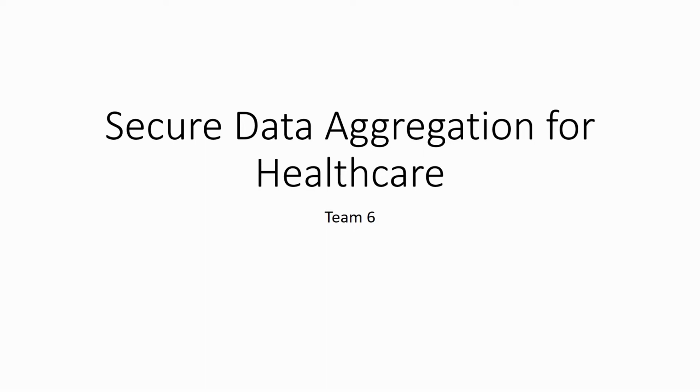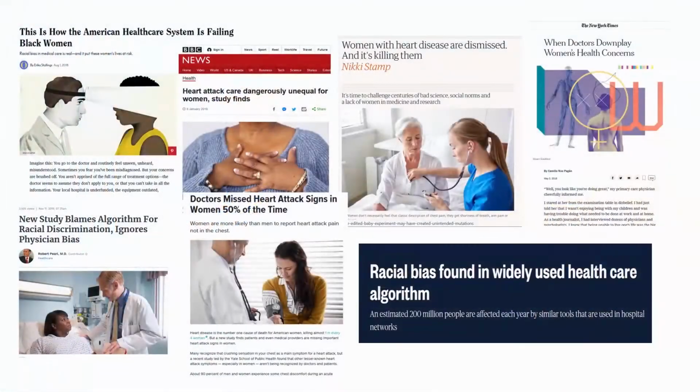So we are Team 6, and what we're going to talk about is secure data aggregation for healthcare, because everyone loves healthcare today. We're all going to learn more about it. So what we are going to talk about is the issue of bias and fairness in diagnosis and admission rates to hospital. I'm sure everyone has seen these kinds of articles online about the bias within especially gender and race. But we're going to look at a variety of different protected characteristics.